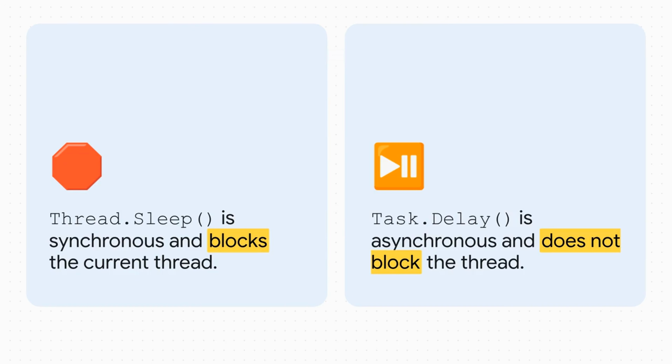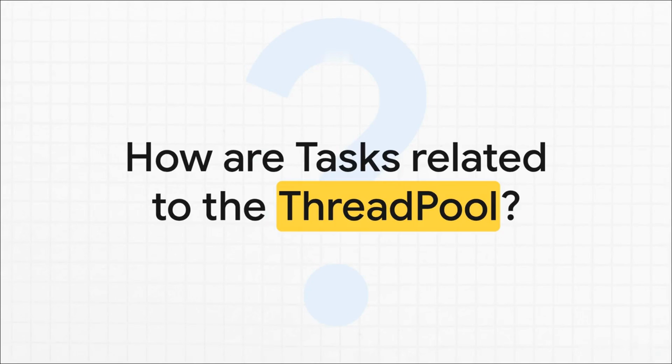The thread is freed up to go do other useful work. It's a game changer for responsiveness. Right, so we said a task is a job description, not the worker. That begs the question then, who is actually doing the work? Where do these threads come from? Because they don't just appear out of thin air.